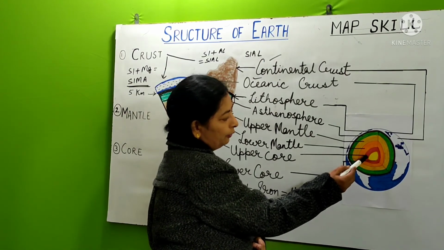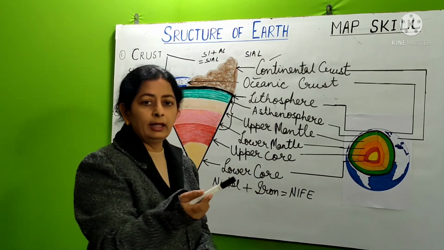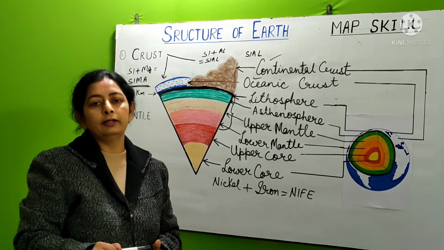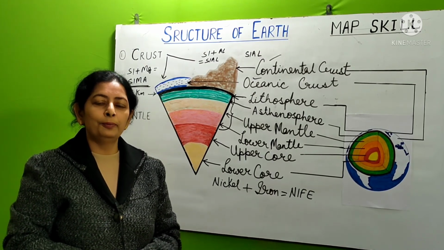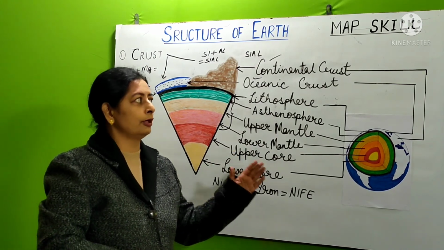So this upper core or the outer core is again in molten state, and the inner core is solid, hard, because of the pressure of the overlying rocks. So I hope this will help you in pointing out different features in the structure of the earth.